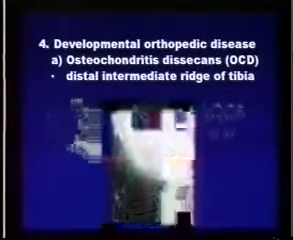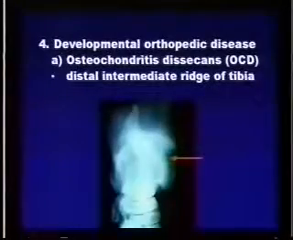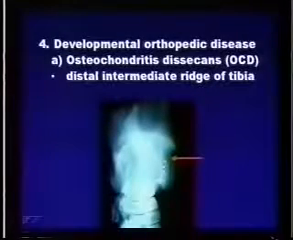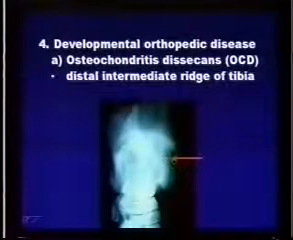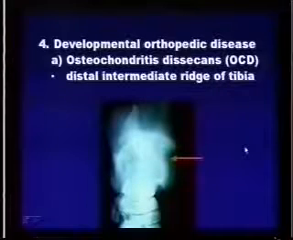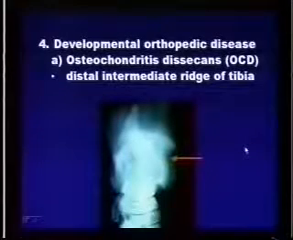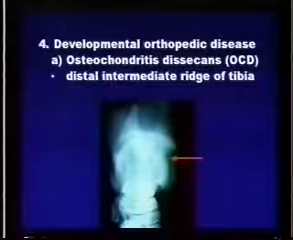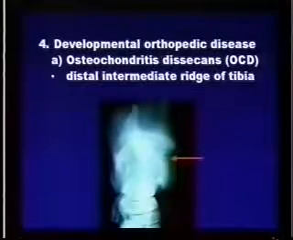Another common site of OCD formation would be the distal intermediate ridge of the tibia. As is shown by this red arrow, there's a fragment lying within this area here in the joint. Again, arthroscopic removal and debridement of this area would be the most likely treatment, and these horses also carry quite a good prognosis.